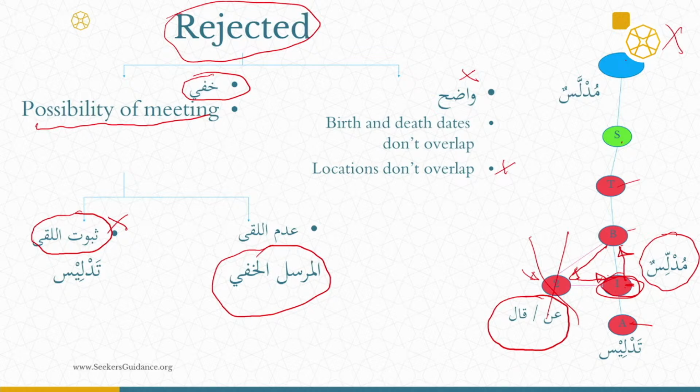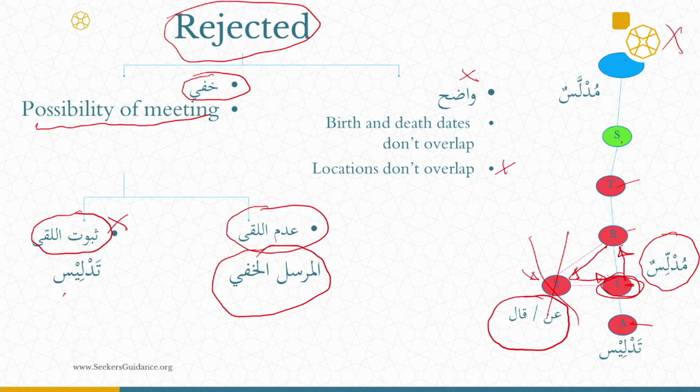Tadlis, which is what we just did now, is when you have an established meeting between the transmitter and his teacher, but then he goes on and he transmits something that he didn't hear from his teacher. But what happens when you have somebody transmitting from a contemporary that he never ever met or he never transmitted from? So there's adamul laqi.